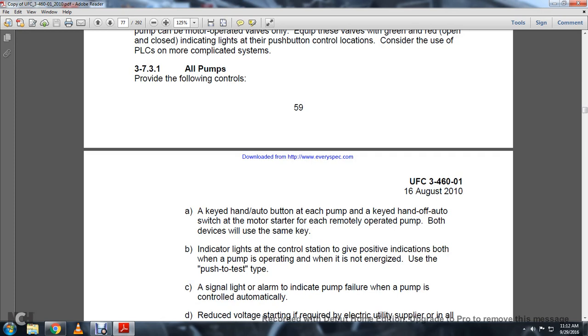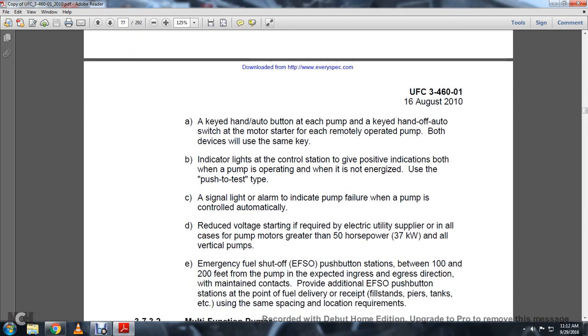button for each pump, with the key hand-off-auto switch with the motor starter for the remotely operated pump. Both devices will use the same key. Indicator lights for the control station give positive notification when the pump is operating and when it is not energized, using the push to test type.